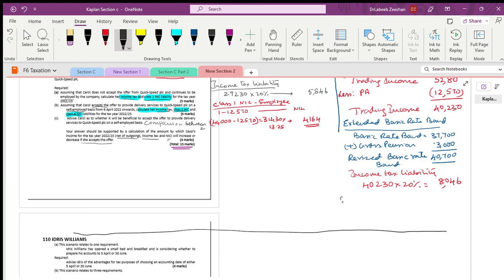Next, class 2 NIC. First we will take class 2 NIC. How is it applicable? Class 2 NIC is 3.15 per week. 3.15 times how many weeks? 52 weeks in a year. It comes to 164.